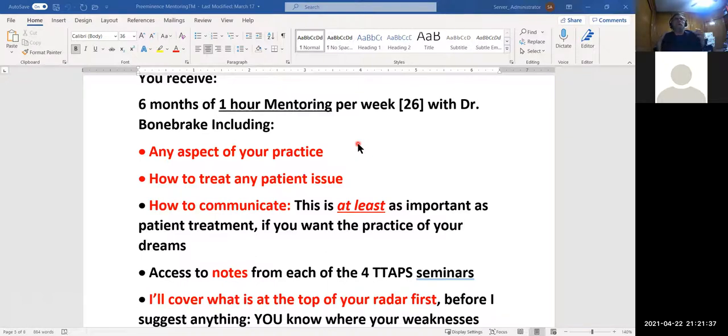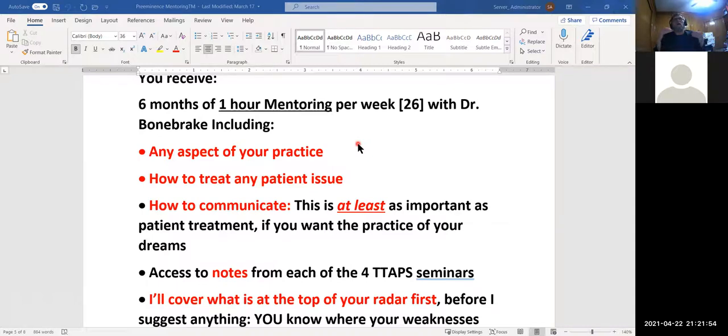People come up with it, and I say, okay, here's how you address that in the quickest, most efficient way. And usually we get that part. It doesn't take that long. Mostly people want to know how to treat those difficult patients.